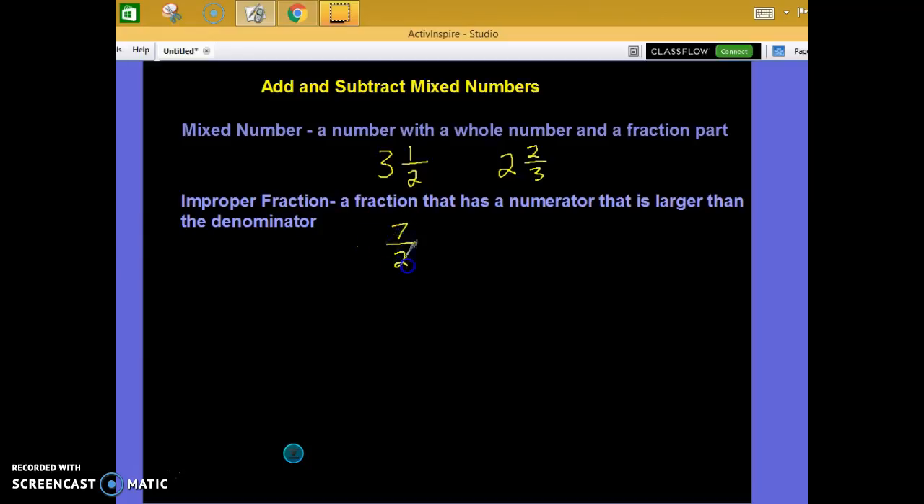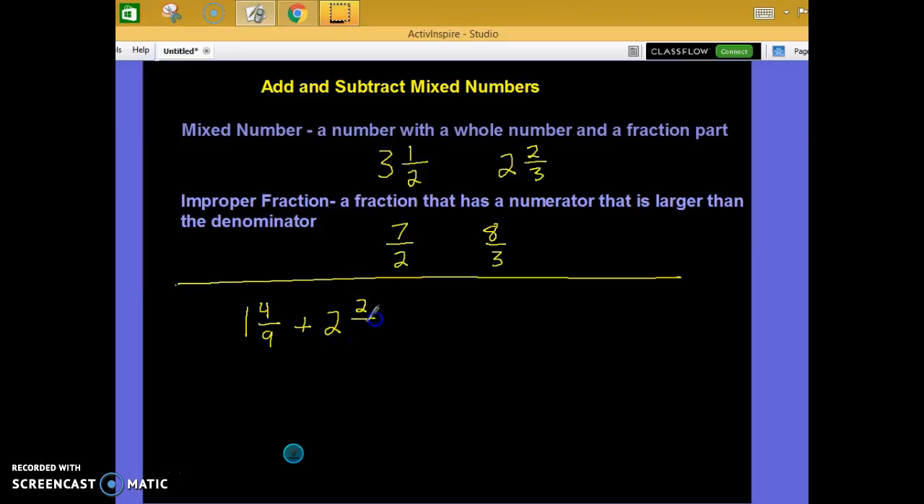So 7/2, these are equivalent, or 8/3. These are both improper fractions. So now we can begin adding and subtracting mixed numbers. First one we are going to try today is, let's do 1 and 4/9 plus 2 and 2/9.